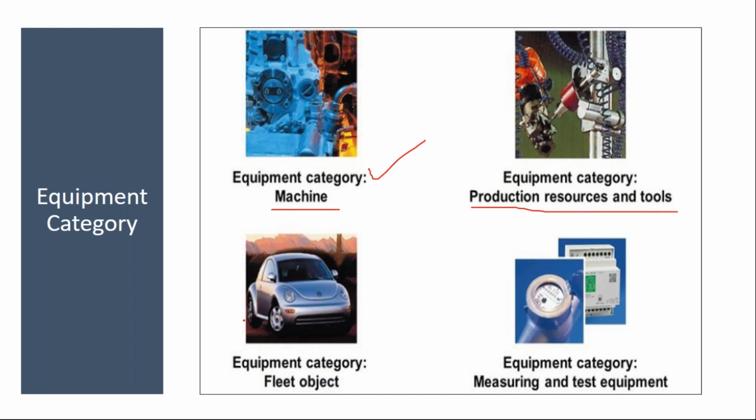Okay, or whether it is a vehicle, fleet object, or whether it is a measuring and testing. So equipment category will tell you what type of equipment it is. So to create an equipment category is mandatory. Without equipment category, you cannot create an equipment in the system. Okay. So now let's move on.